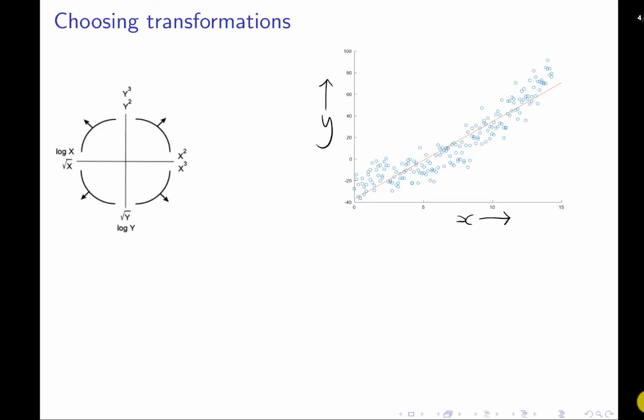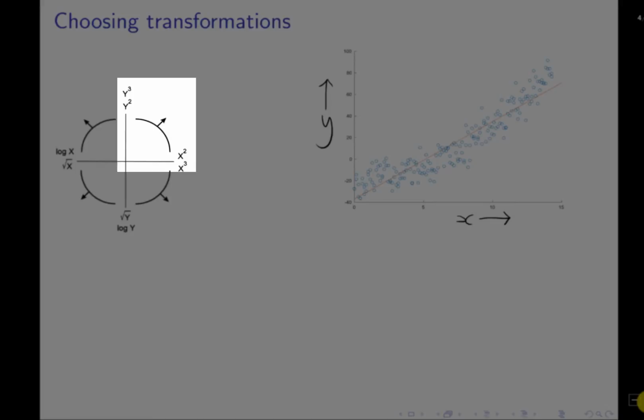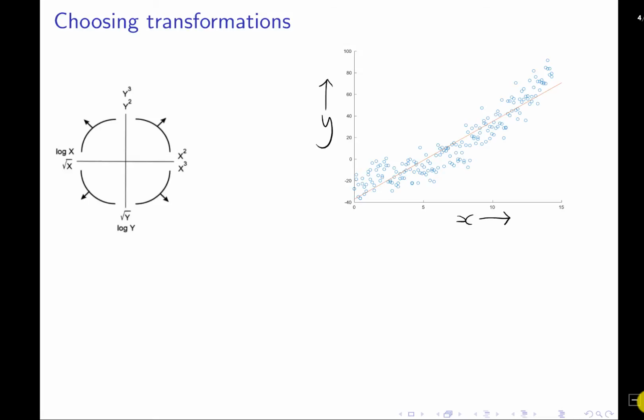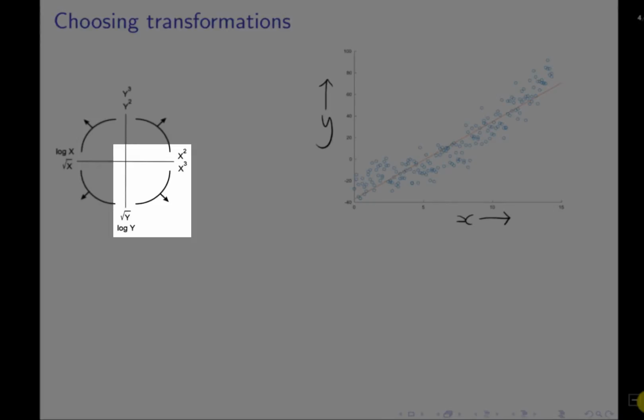So for example, if you see a pattern like shown in this top right corner, which curves around like this upper right quadrant of a circle, what this diagram tells you is that you can try transforming y to y squared or y cubed, or you can try transforming x to x squared or x cubed. And similarly, if you see a pattern like this, curving this way round, you could still try x squared or x cubed, but now you might try log y or square root of y.